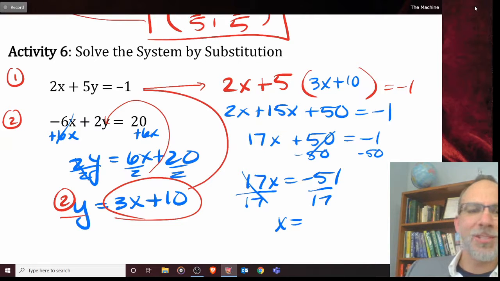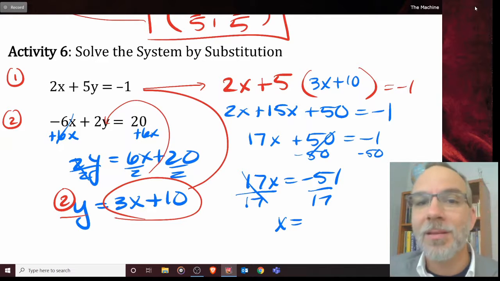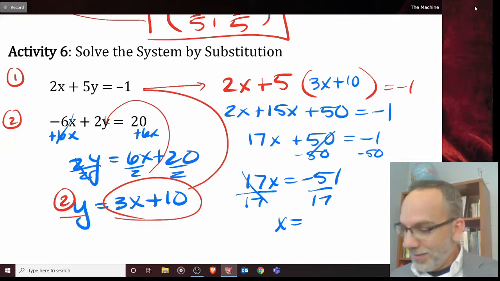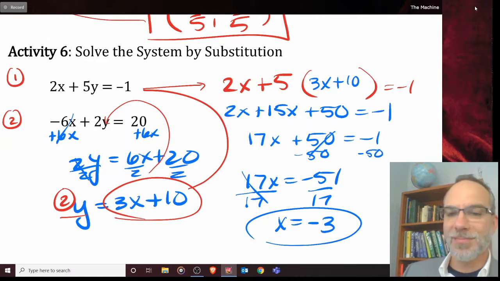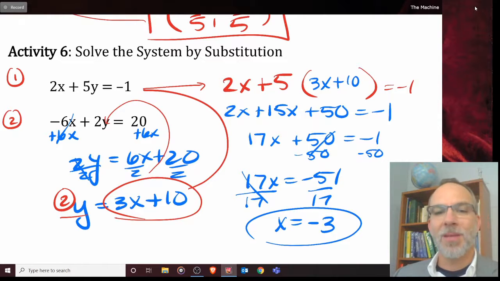-51/17. I thought you said this was going to be an easy way, Mr. Marsh. I did, and I'm telling you the truth. -3. Try it. Take 51 divided by 17. Use the machine if you need to. Yeah, -3.